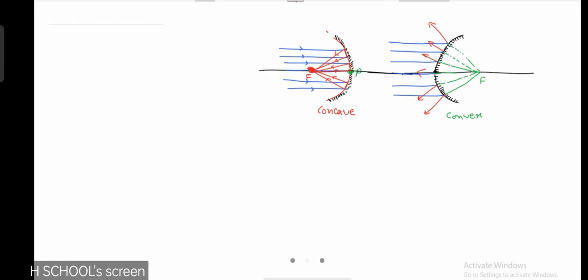First we are going to understand what the principal focus is. We are going to understand about principal focus. In very simple terms, the principal focus will be that one point.